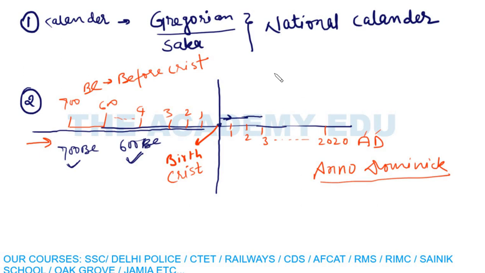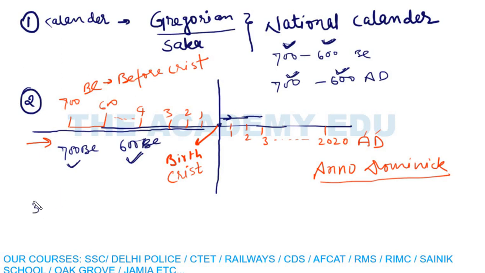So in AD, what happened? Suppose I say 700 BC, 600 BC, and I say 700 AD, 600 AD. In BC, 700 is older and 600 is newer. This comes first and this comes later. But in AD, what happens? 600 is the old time, 700 is the new time, right? We need to be aware of that. Now move to our lecture.